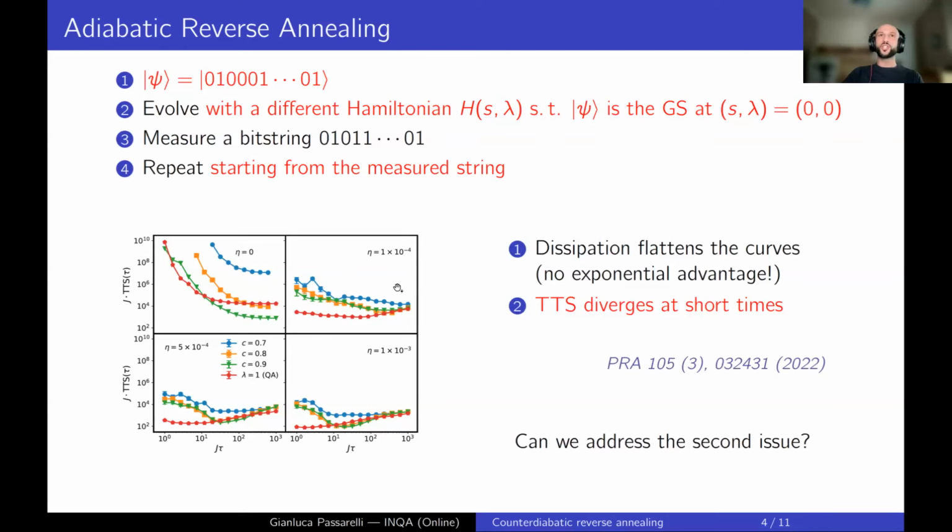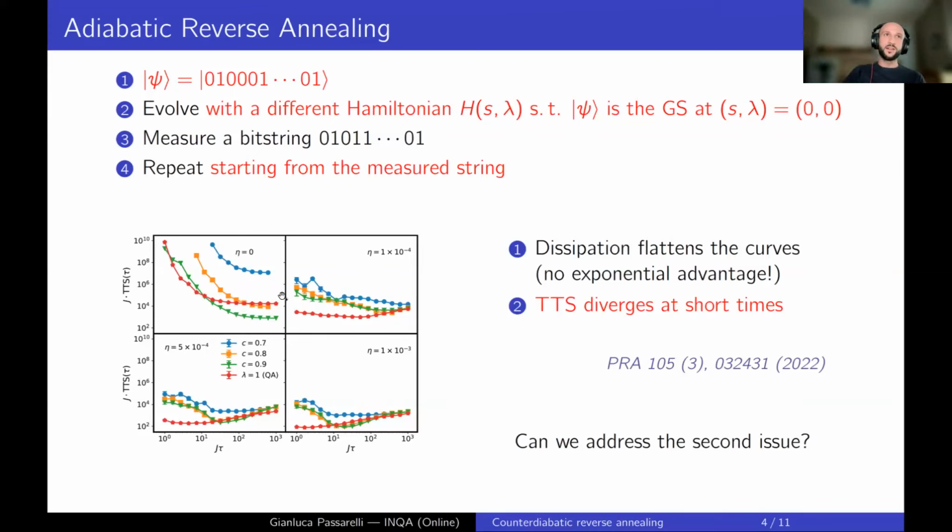But as soon as you switch on dissipation, this is collective dephasing, so you're considering here a system in interaction with a thermal environment via a collective spin operator. As you can see here, these curves flatten out and you lose any advantage that you had in the unitary limit. And also, since adiabatic reverse annealing is based on an adiabatic protocol, at short times there is a problem because, of course, you are in the quench limit. And so the adiabatic theorem does not apply and there is no guarantee of success.